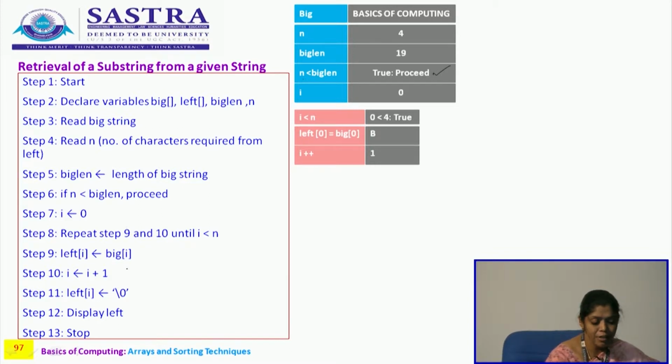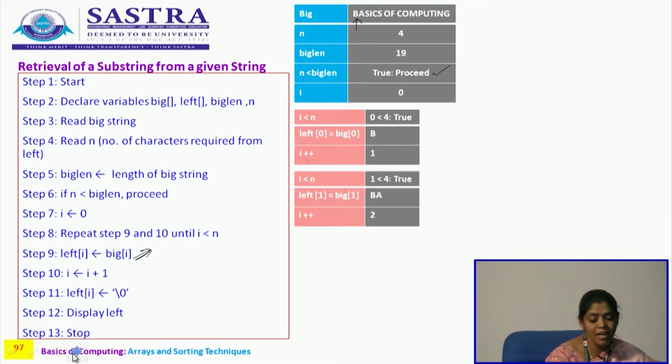We can enter into that loop. There what do we do? Left of i equal to big of i, that is left of 0 is equal to big of 0. So, in big of 0 what is there? B is there, which is stored in left of 0 now, and then you increment the i value by one step.